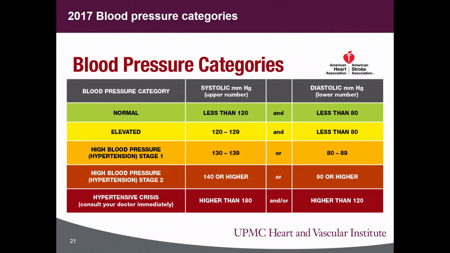In terms of our blood pressure categories, we have normal, which is less than 120 over less than 80. Elevated blood pressure, as we know, is 120 to 129 over less than 80. The current stage 1 hypertension is 130 to 139 systolic over 80 to 89 diastolic. Stage 2 hypertension, high blood pressure, is 140 or higher systolic over 90 or higher. And our hypertensive crisis is higher than 180 systolic over higher than 120 diastolic.